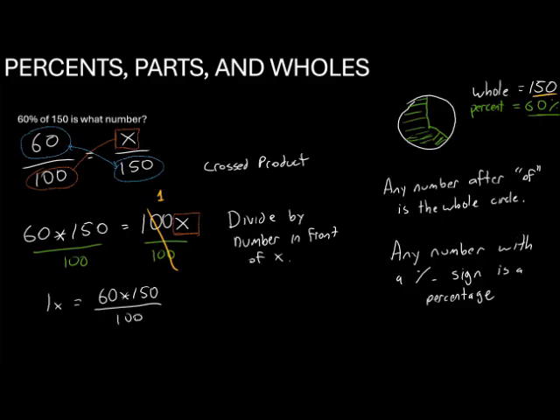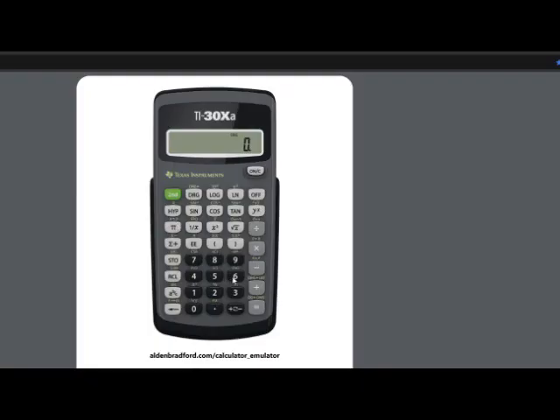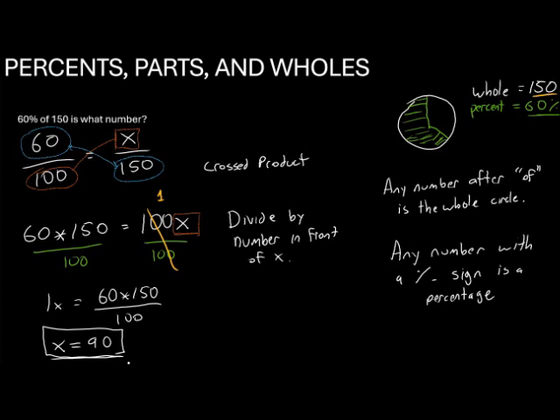Now we'll go to our calculator and do our math. We'll take the 60, then press multiply 150, then divide by 100. This gives us 90. This will be our x. This means that our shaded region represents the number 90, while the whole represents 150. So this shaded region of our circle is 90 out of 150. We'll say the shaded piece was 90 and the whole is 150.